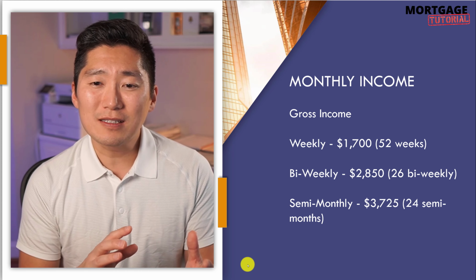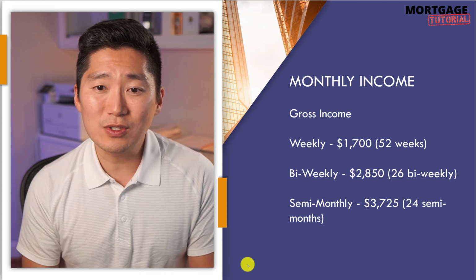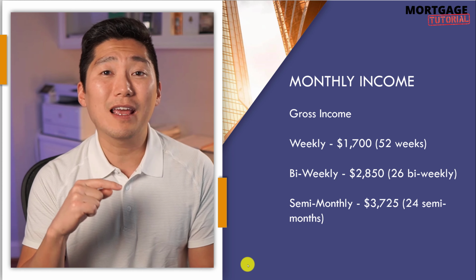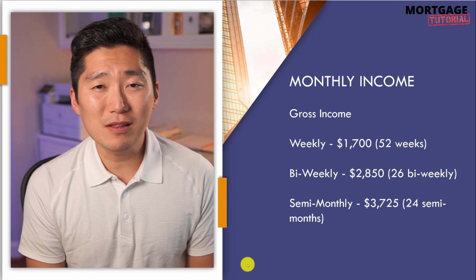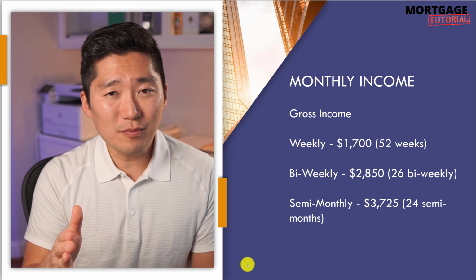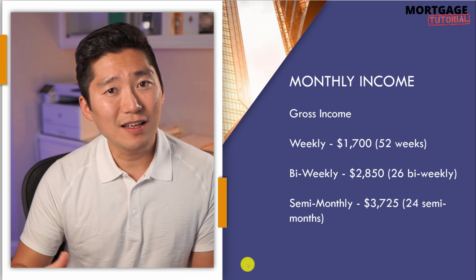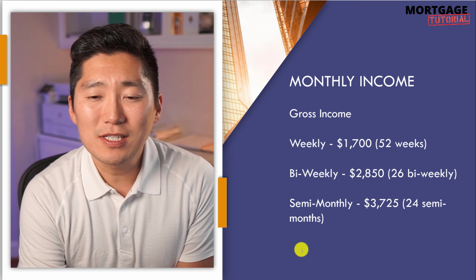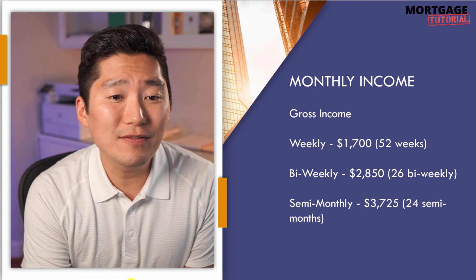A lot of folks get semi-monthly and bi-weekly confused. Just remember, bi-weekly is you're getting paid every other week. Semi-monthly means you're getting paid in the middle of the month and at the end of the month. So the 15th and at the end of the month. Now, semi-monthly, this person's getting paid $37.25.